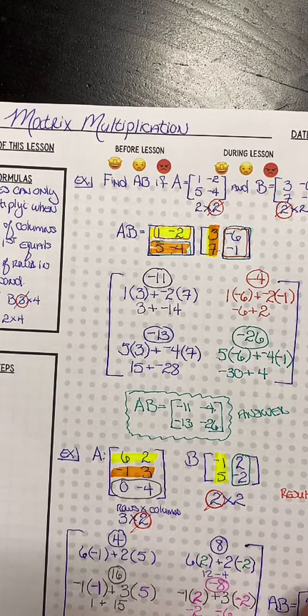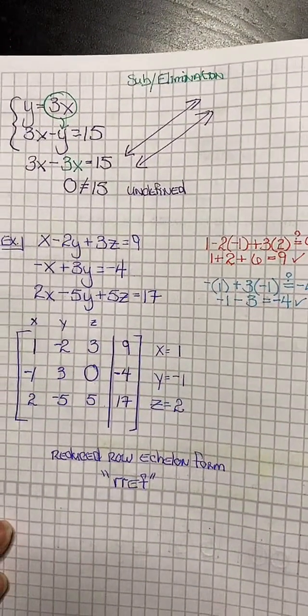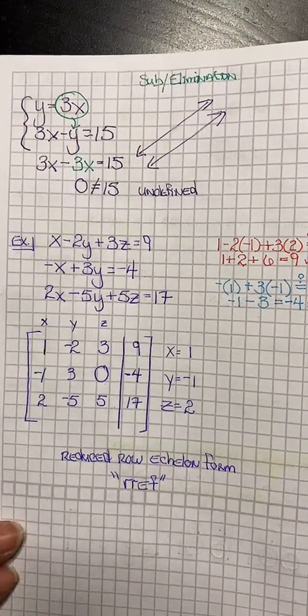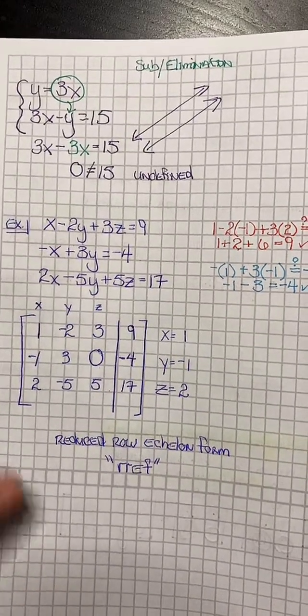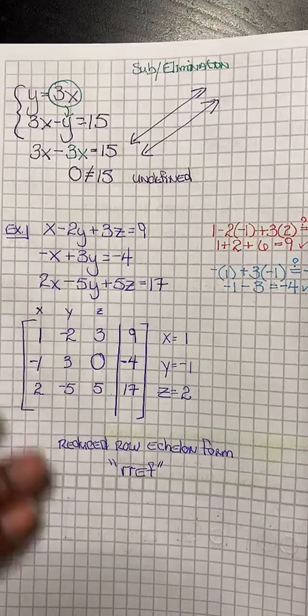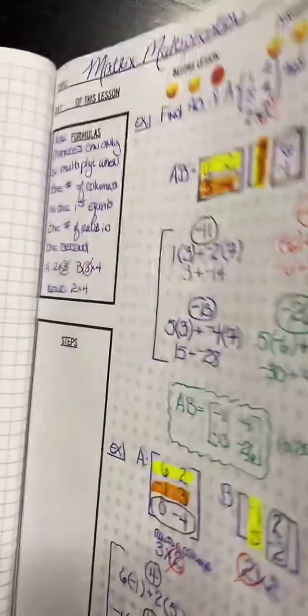But anywho, that's what I have for today. So matrix multiplication, I showed you a little bit of this. I might show a little bit more tomorrow. I'm not quite sure yet. But that's how we were doing systems of equations as a matrix.